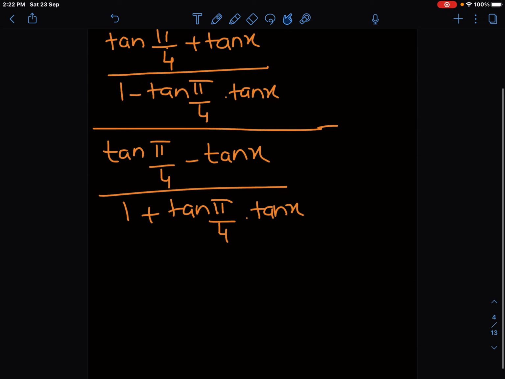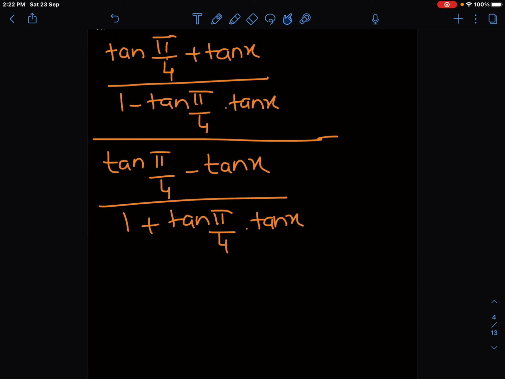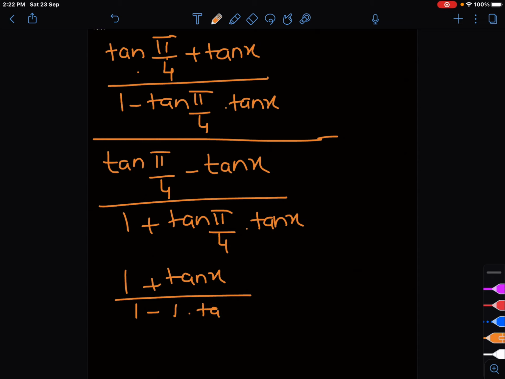Now we'll be getting 1 plus, see, tan pi by 4 is 1. Okay, this tan pi by 4 is 1. So we are getting 1 plus tan x divided by 1 minus of 1, tan pi by 4 is 1, into tan x.